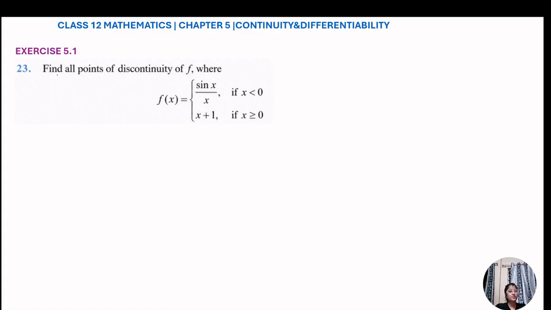Here, we have to find all points of discontinuity of function f, where our f is defined like this. As you can see, your f of x is defined in pieces. I have already told you, whenever you have a function that is split like this, you have to divide the checking of continuity into cases: before the splitting point, after the splitting point, and exactly on that splitting point. So here will be our case one.